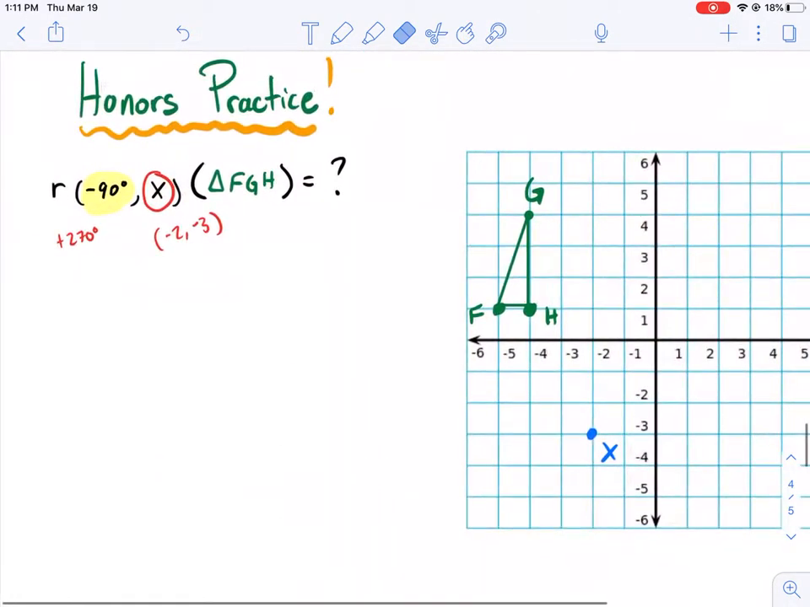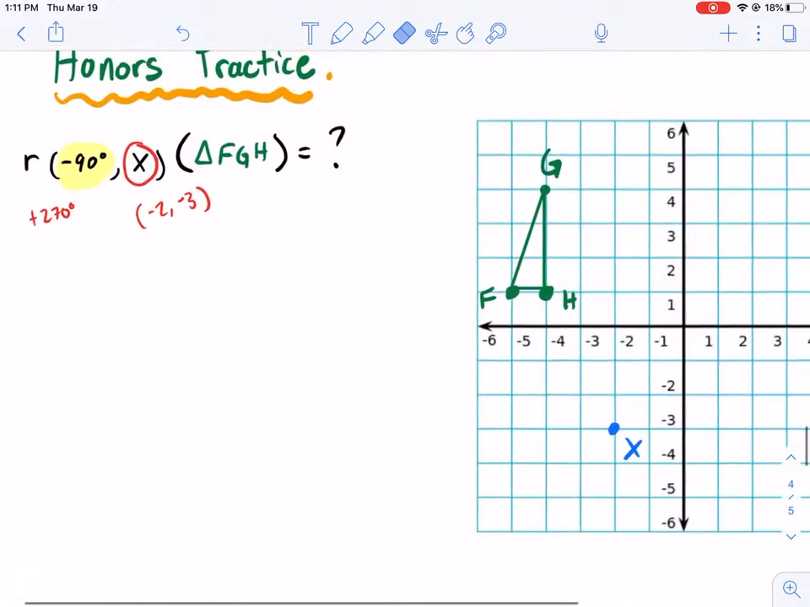Okay. So now which shape are we rotating here? Well, let's start with a vertex. Let's start with H. We're going to rotate H -90 degrees.